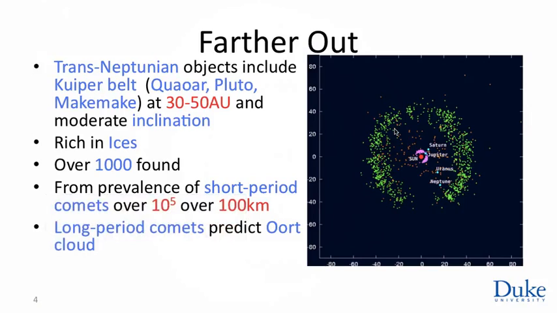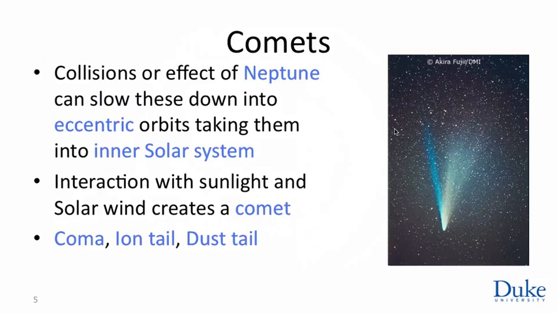And investigating what happens to these things when they do get tipped into the solar system is sufficiently interesting that it's worth doing. So when a collision or the perturbation due to Neptune slows one of these trans-Neptunian objects down into an eccentric orbit, taking them into the inner solar system, then you have this ice ball, a dusty snowball is what they're called, with a radius of a few kilometers to 100 kilometers, say. And this now encounters the more intense solar radiation and the more intense solar wind in the interior of the solar system. And this is what creates a comet.